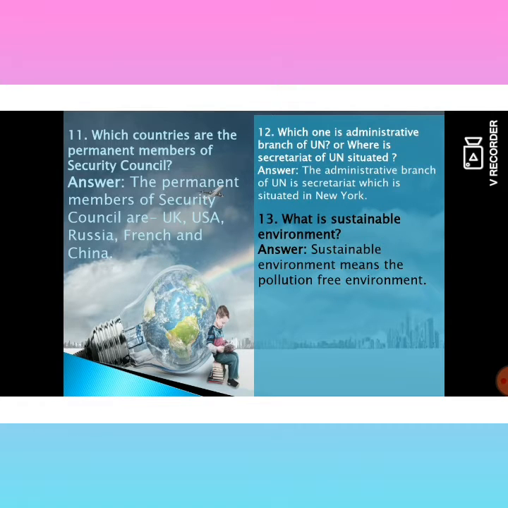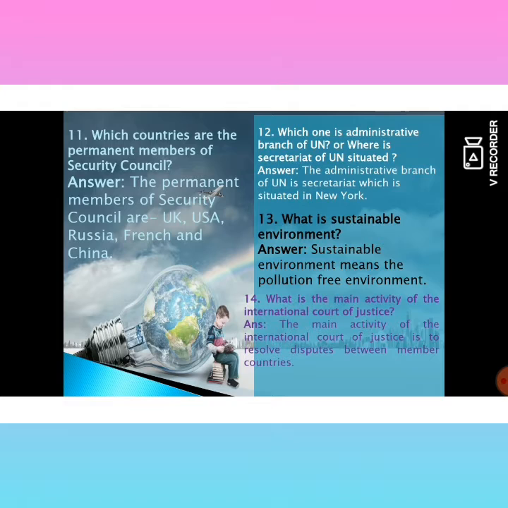And question number 13. What is sustainable environment? Answer: sustainable environment means the pollution-free environment. And question number 14. What is the main activity of the International Court of Justice? Answer: the main activity of the International Court of Justice is to resolve disputes between member countries. This is the main activity of International Court of Justice, to resolve disputes between member countries.